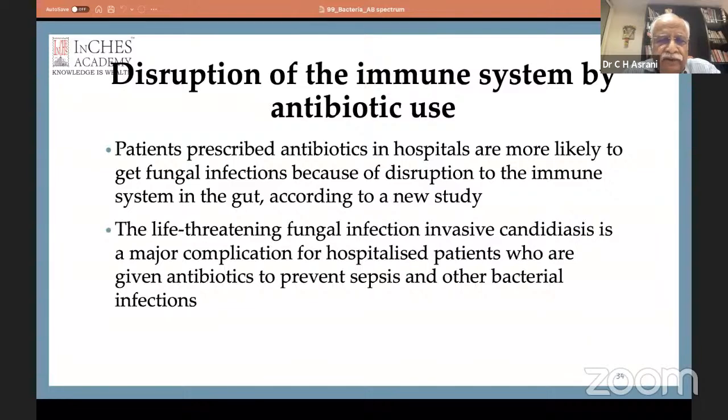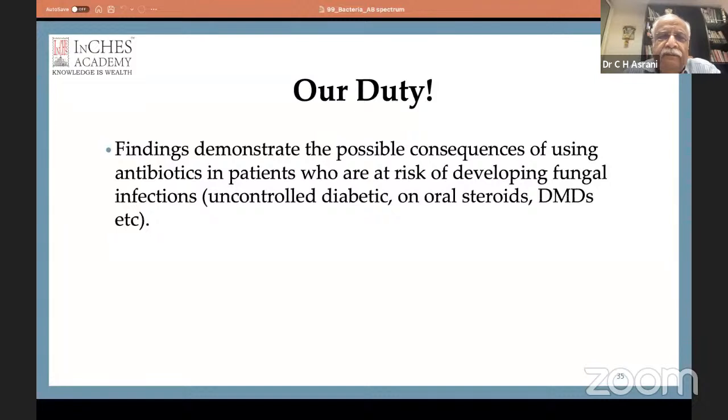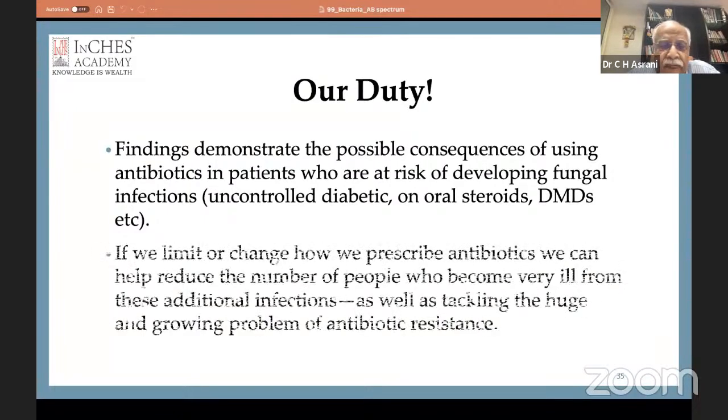Okay, this is the repeat of the same thing. What is our duty? Findings demonstrate the possible consequence of using antibiotic in patients who are at risk of developing fungal infection. So if I'm giving an antibiotic, even justified for URTI or LRTI, uncontrolled diabetic, patient on oral steroids, disease modifying drugs, I have to be extra careful. I have to think and I have to keep on a watch for fungal infections.